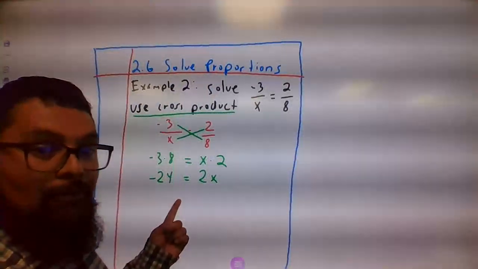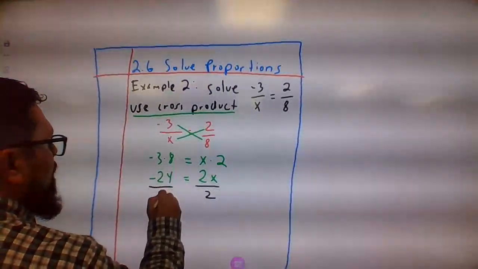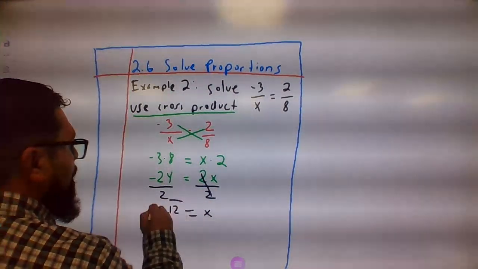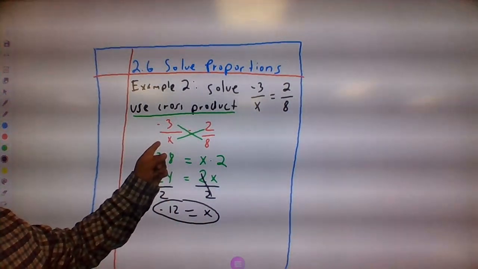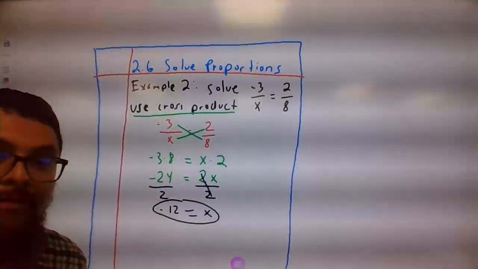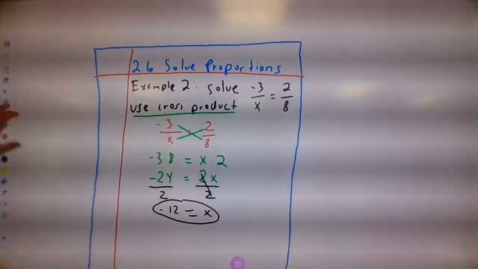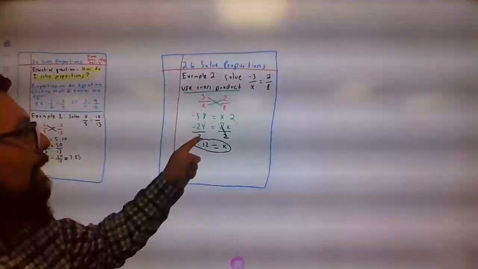Okay, one-step equation. Now what we're going to do is divide by 2, divide by 2. X equals negative 12. There's your answer. If you plug in negative 12 here, this is going to equal that. Okay? All right, guys. So go ahead and put the work for example 1 and example 2.